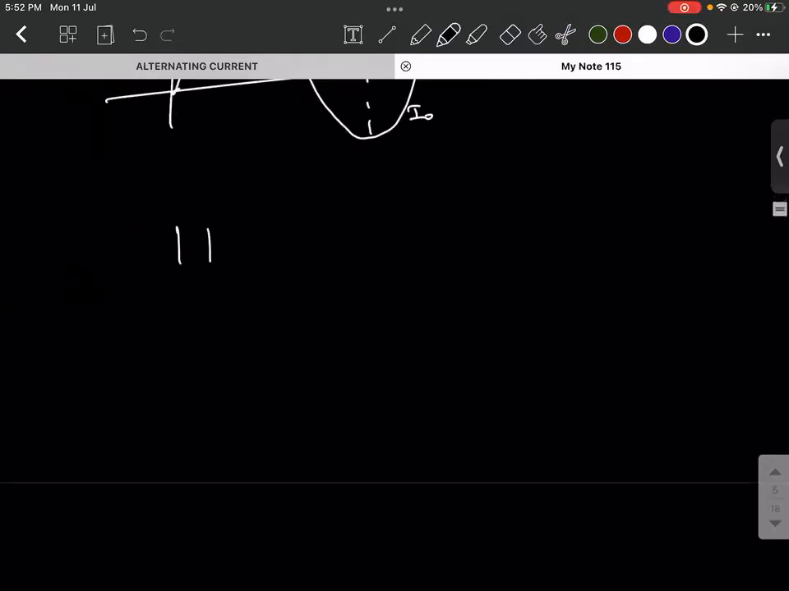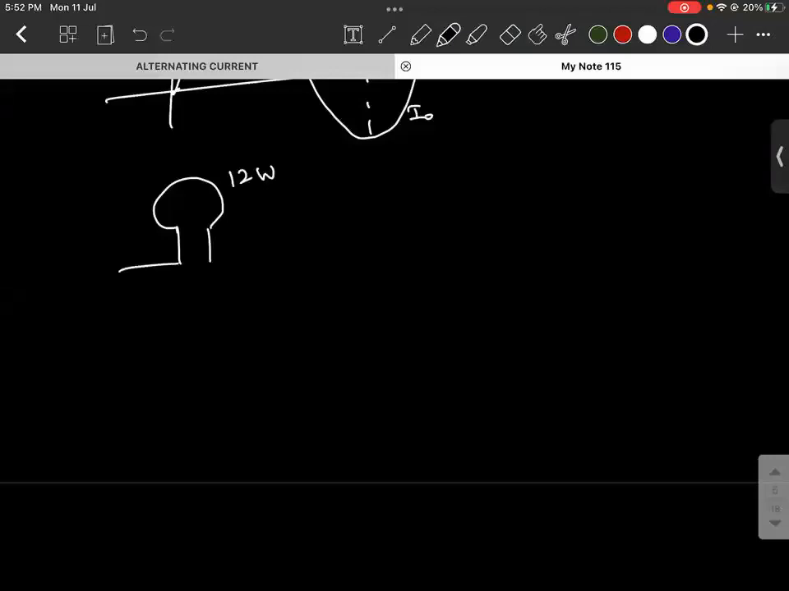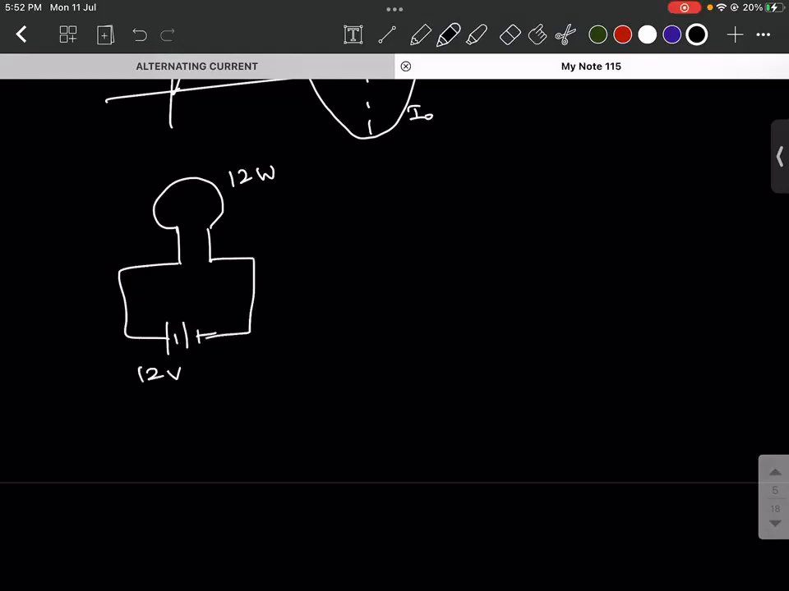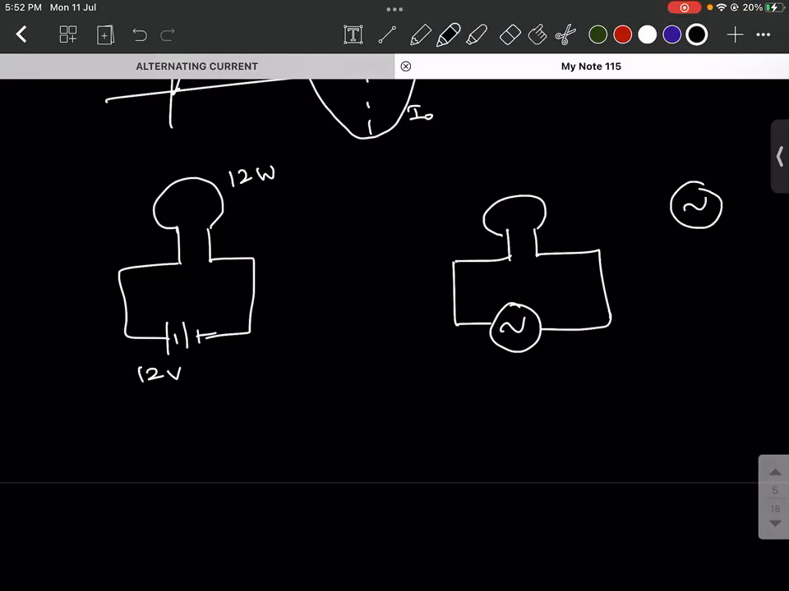Suppose I give you a 12-watt bulb across which you connected a 12-volt DC battery. Across the same 12-watt bulb, you connect an AC source like this. So AC source is basically represented with a circle and something like this, because alternating currents are mathematically written in the form of sinusoidal waves. So what do you mean by sinusoidal? You either write it in terms of sine or cos. Sine waves and cos waves are called sinusoidal waves. Okay. So now try to understand the story here.